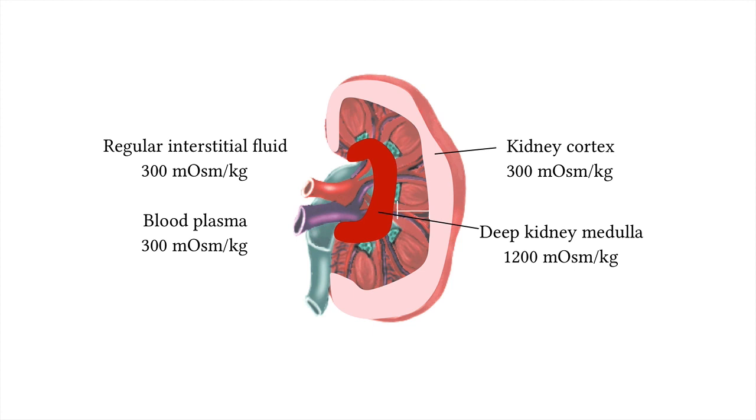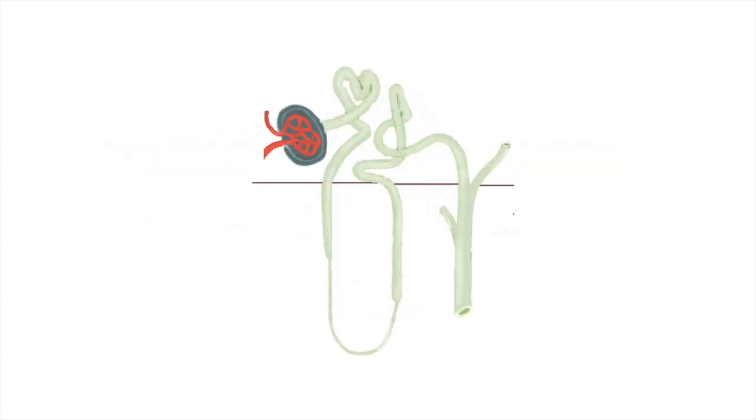Let's first back up a bit and discuss the basics of the control of water reabsorption. Take a look at this nephron. It has a loop of Henle. Remember that only about 10% of all nephrons have loops of Henle. It's these nephrons that are responsible for the concentration of urine via the reabsorption of water.